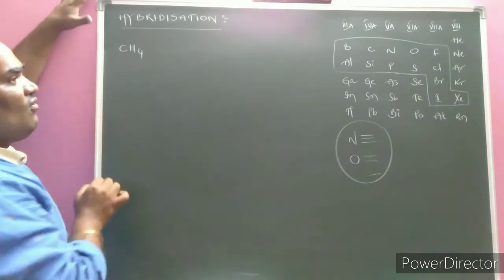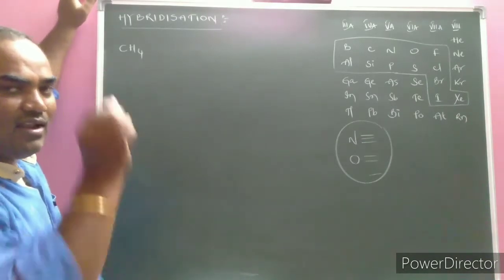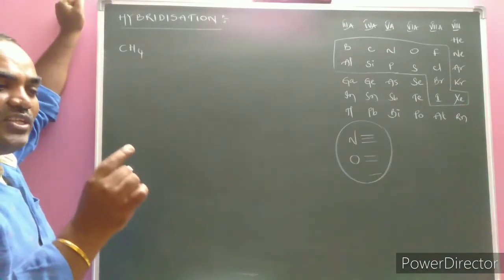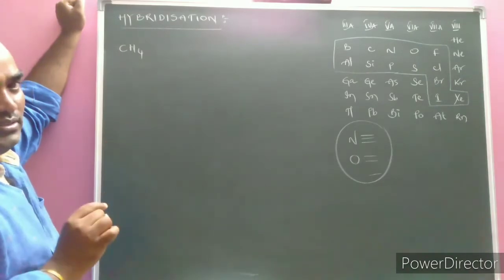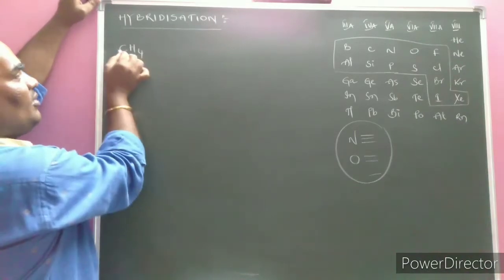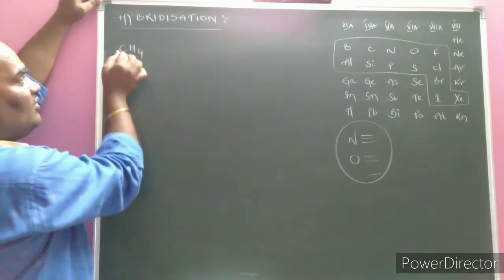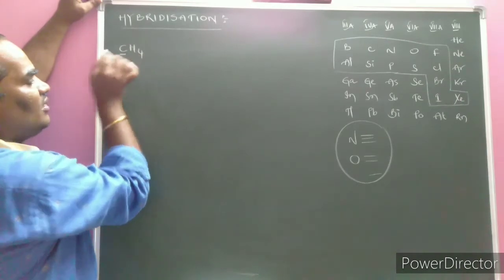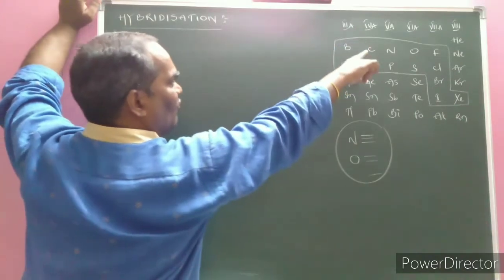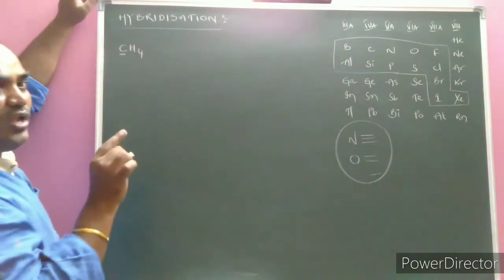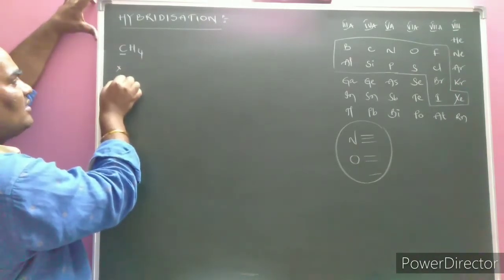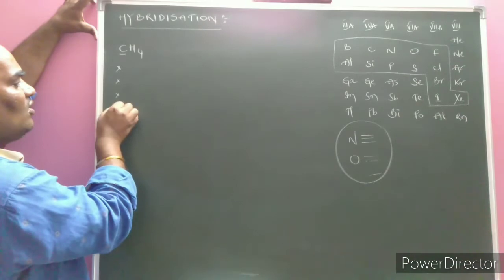First of all, identification of the central atom is important. In any molecule, the atom which makes the more number of covalent bonds is called the central atom. Here, carbon is making 4 bonds with the hydrogen atoms. So which one is the central atom? Carbon is the central atom. Then identify the group number of carbon: a 4th group element, 4th A group or 14th group element. That's why I am representing 4 dots here.